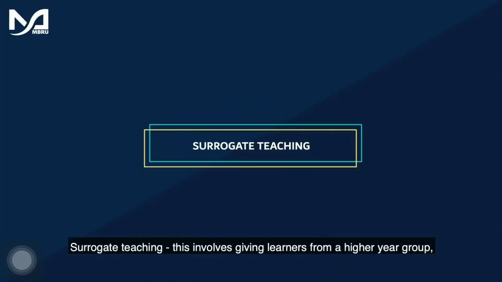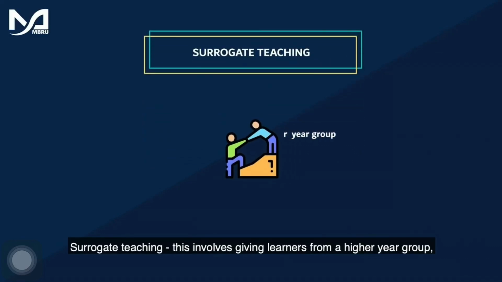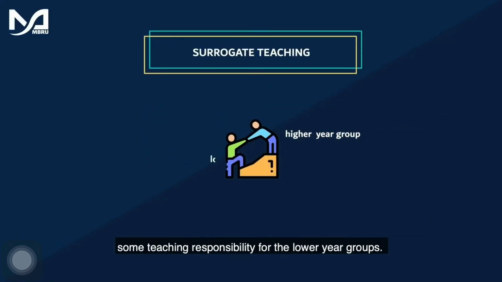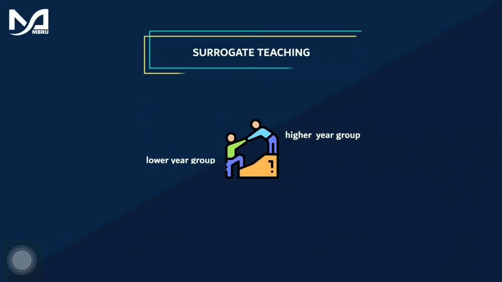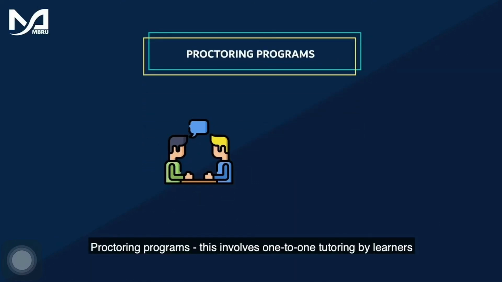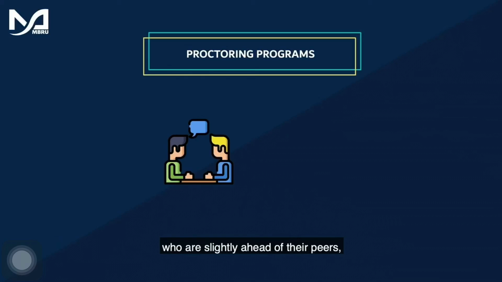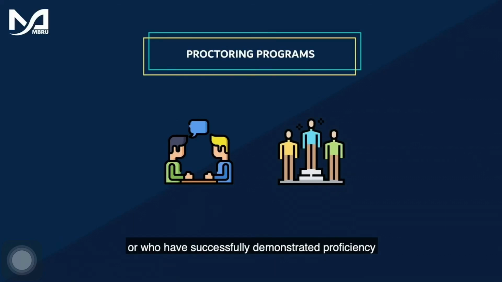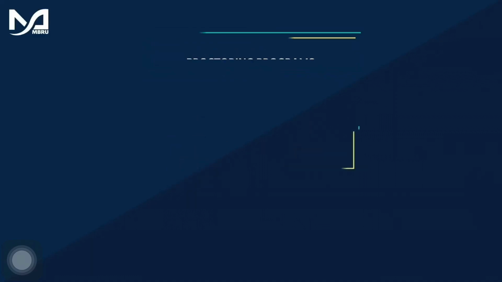surrogate teaching. This involves giving learners from a higher year group some teaching responsibility for the lower year groups. Proctoring programs. This involves one-to-one tutoring by learners who are slightly ahead of their peers or who have successfully demonstrated proficiency with the material in the recent past.